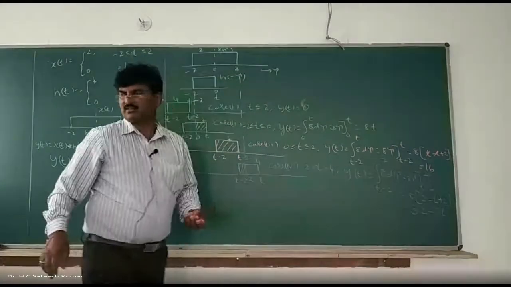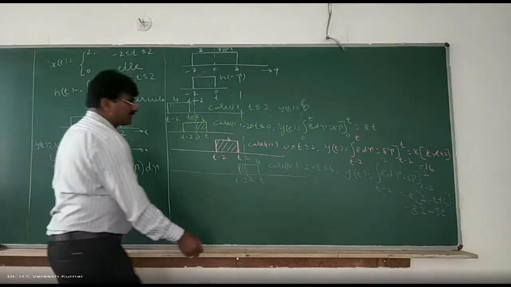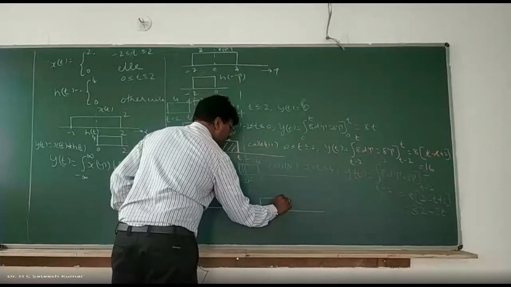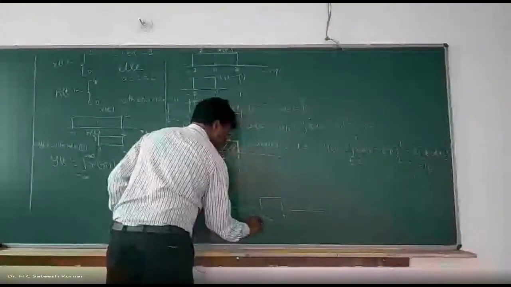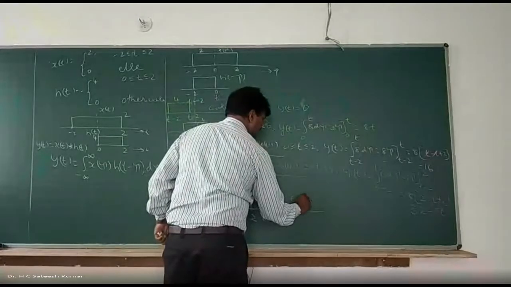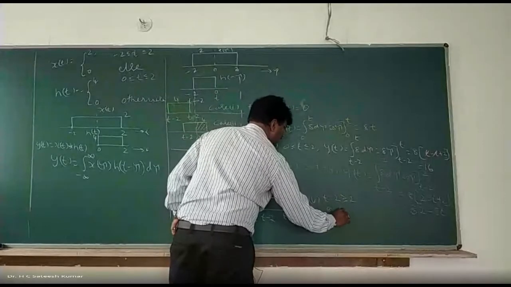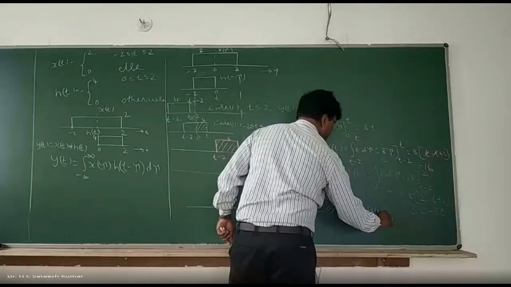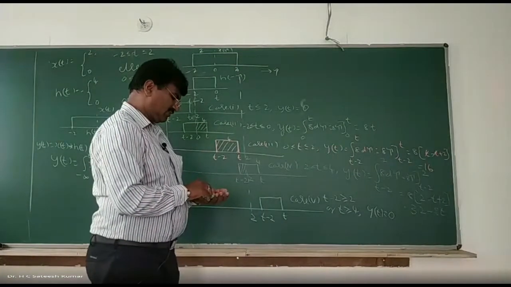Go for the last case. The last case is what? The answer is 0, you will get it, right? The last case is like this. This is t minus 2, and this is 2. Case 5. Case 5 is what? t minus 2 is greater than or equal to 2, or t greater than or equal to 4. y of t is equal to 0. That's it. Now you go for the summary and verification and sketching of the signal, right?